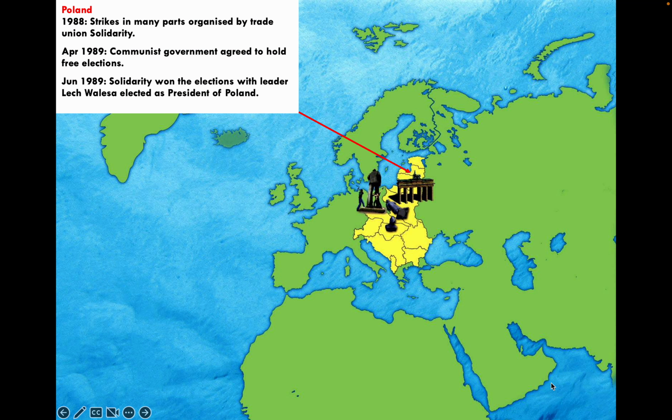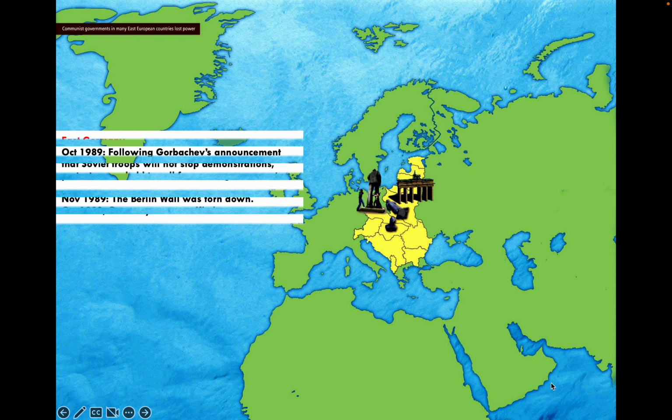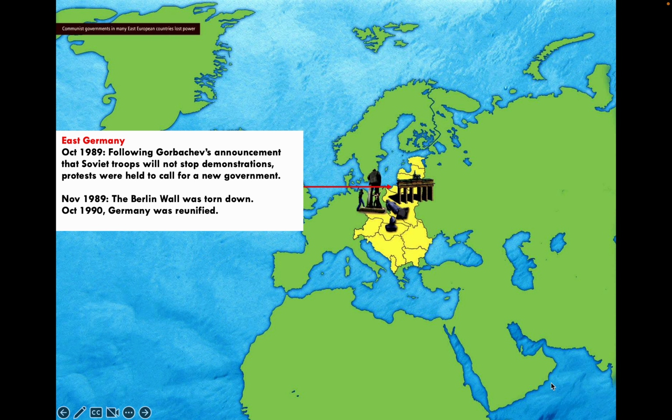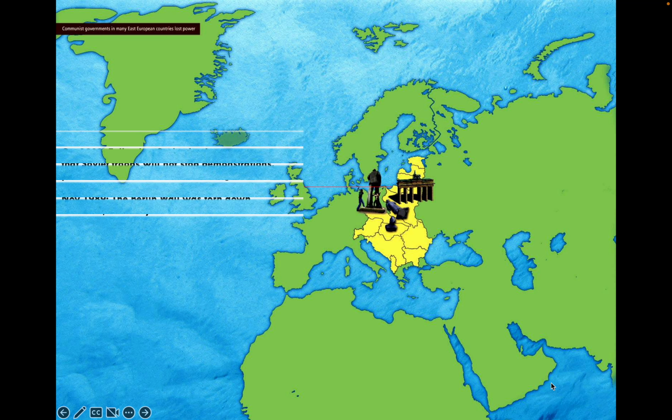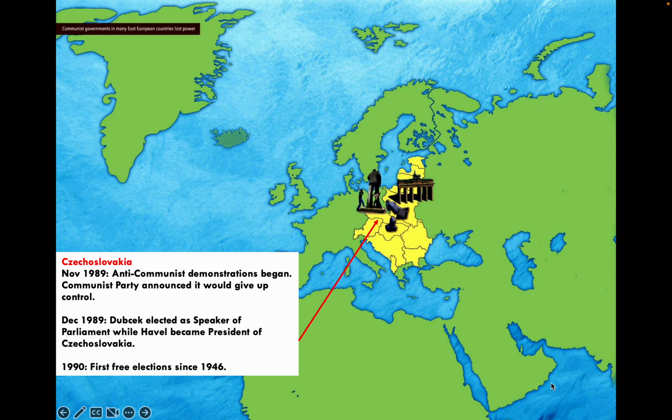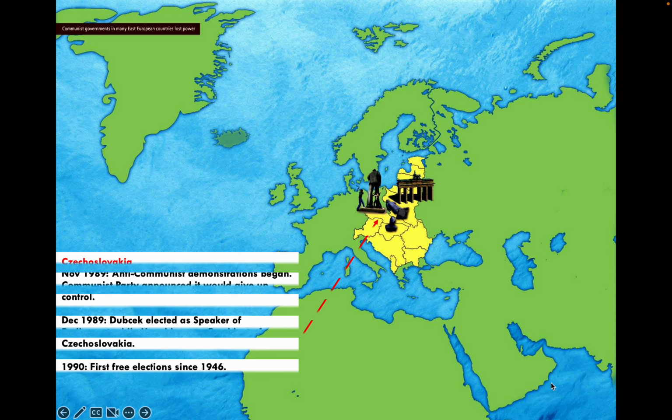So for example, we see this happening in Poland, where we see strikes, and then the communist government decided to hold free elections. We see this happening in East Germany, where they started to have protests calling for a new government. The Berlin Wall was torn down. Germany was later on reunified. We have Czechoslovakia, where they have anti-communist demonstrations, and the Communist Party announced that it will give up control, and later on they held their first free elections.